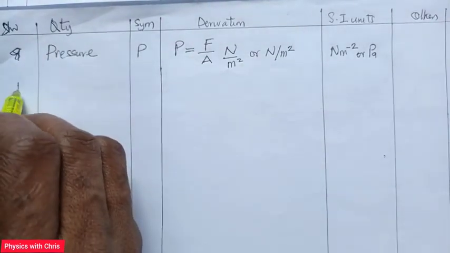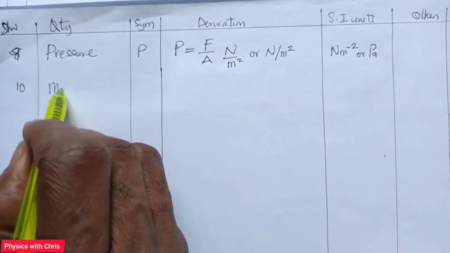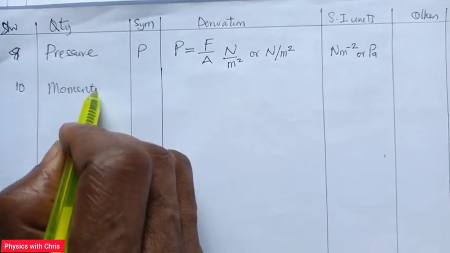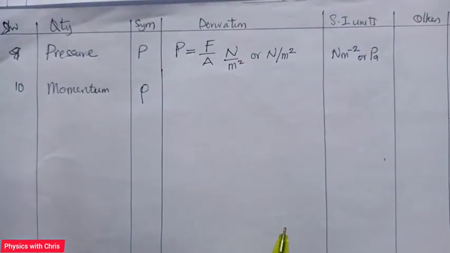Okay, now let's look at another quantity apart from pressure. Let's look at momentum. Momentum is like talking about the mass of a body in motion. That is momentum, mass of a body in motion.